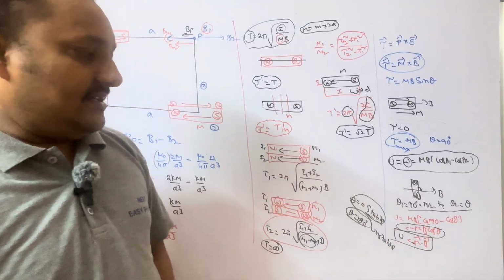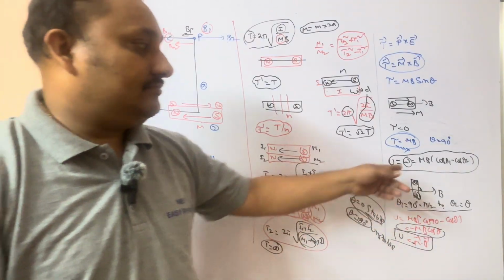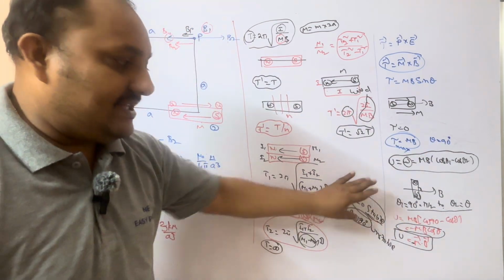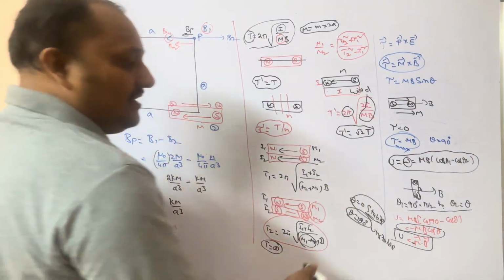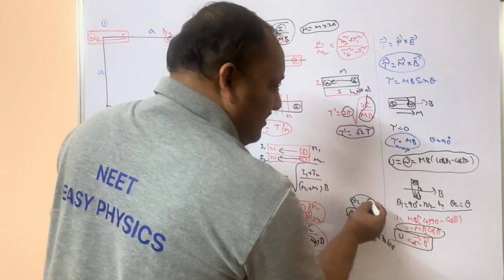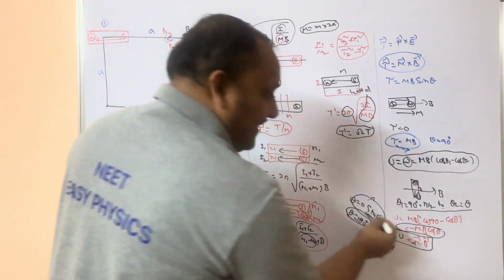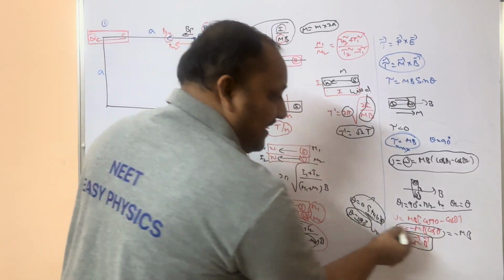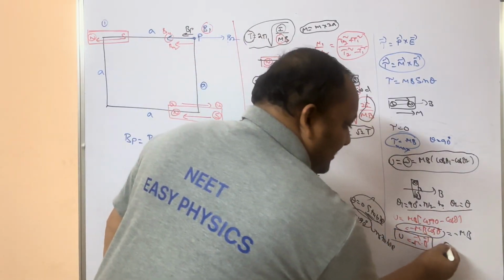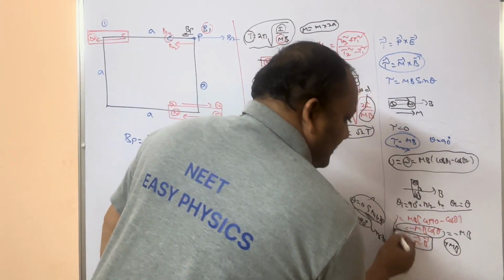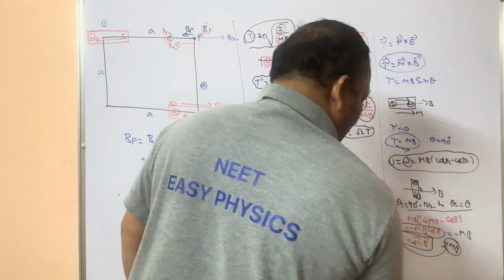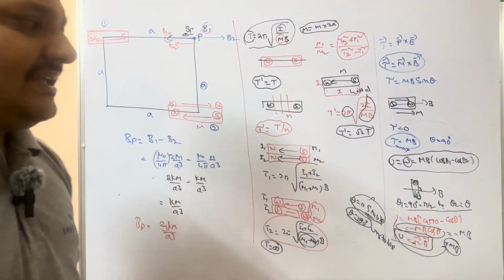Stable to unstable, and unstable to stable. Unstable to stable means you will get minus 2 MB. You should see that very clearly, whatever they are going to ask. If theta is 0, that is the stable position, this value is going to be minus MB. If theta is 180, cos 180 is minus 1, so minus times minus gives plus. So plus MB is the potential energy for the unstable position, and minus MB is the potential energy for the stable position.